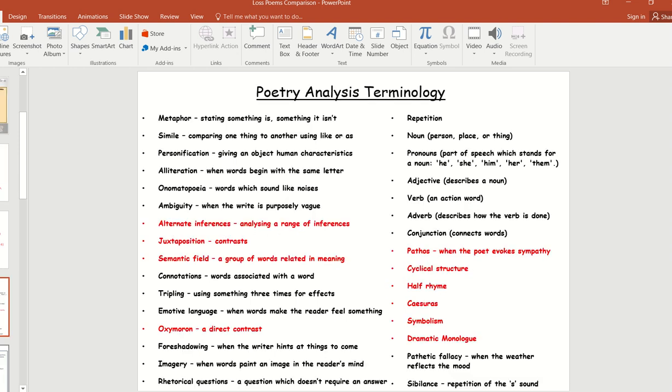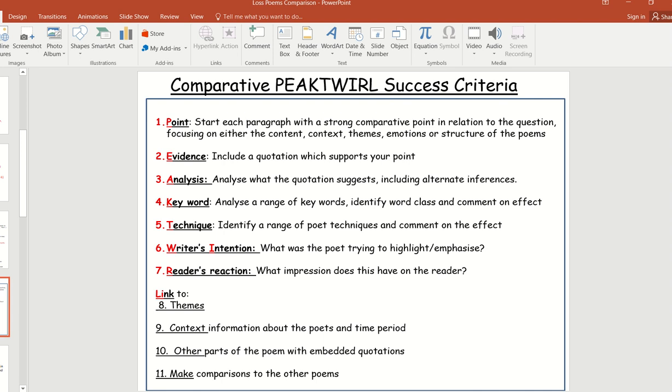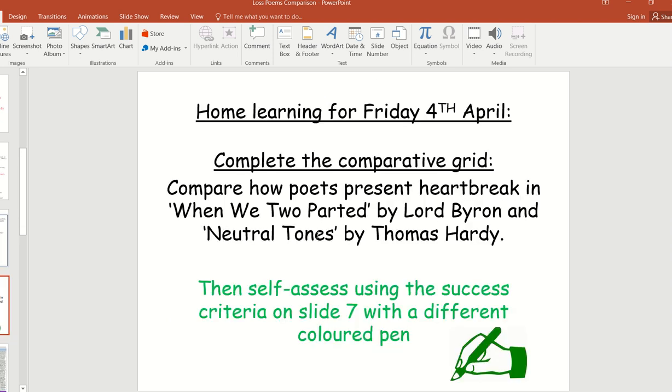Okay, so we've got our terminology there, we've got our success criteria, and then this is our task for this session. So what I would like you to make a start on today is to complete the comparative grid. And today we're only going to be thinking about comparing how poets present heartbreak in When We Two Parted by Lord Byron and Neutral Tones by Thomas Hardy. Then when you've completed that grid, what I'd like you to do, please, is self-assess it using the success criteria on slide 7 with a different coloured pen. So you can annotate it, you can number it, whatever you choose to do, but please make sure that those skills are embedded consistently all the way through your grid.